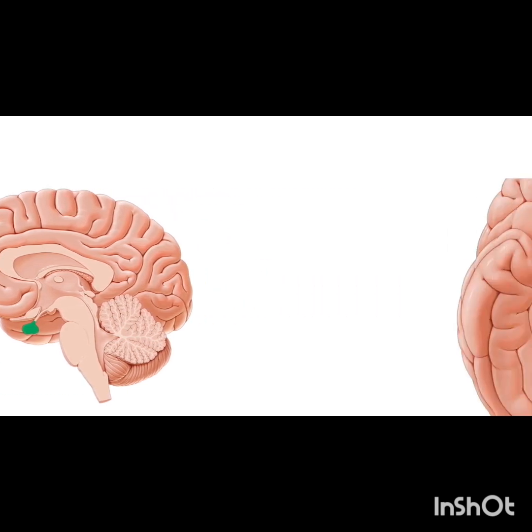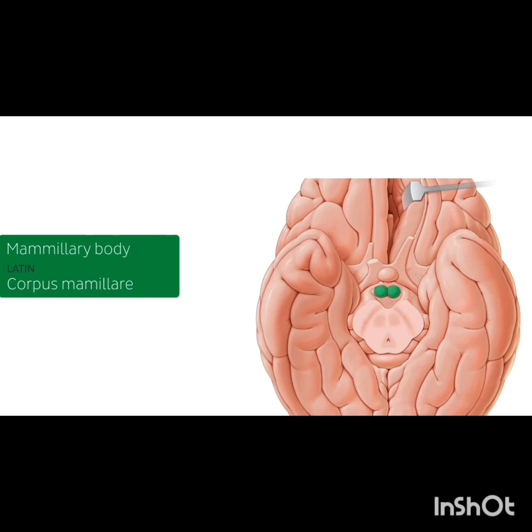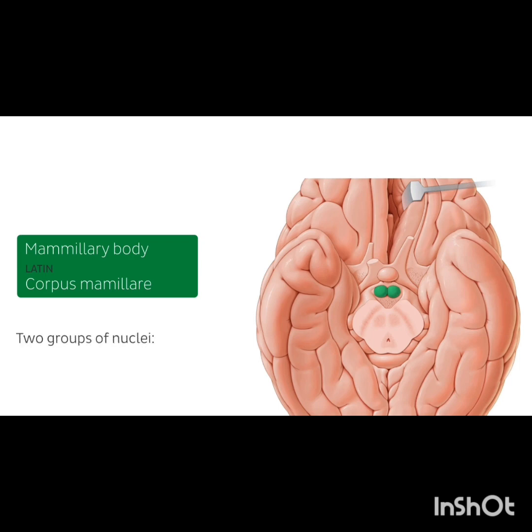Immediately posterior to the pituitary gland, we see these 2 round elevations on the floor of the diencephalon known as the mammillary bodies. So each one is known as a mammillary body. Now, they are part of the limbic system, and they consist of 2 groups of nuclei, the medial mammillary nuclei and the lateral mammillary nuclei. The mammillary bodies are connected with the thalamus and the midbrain.